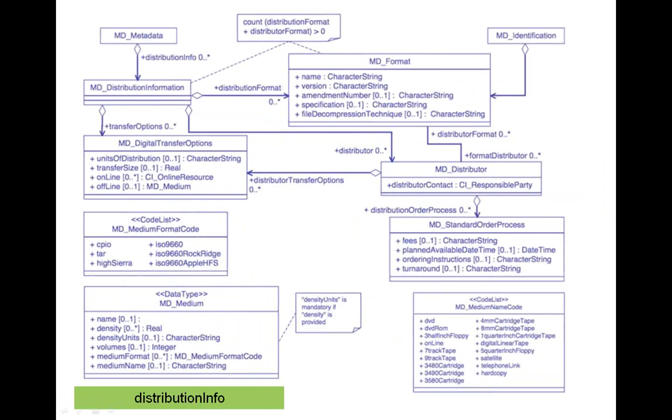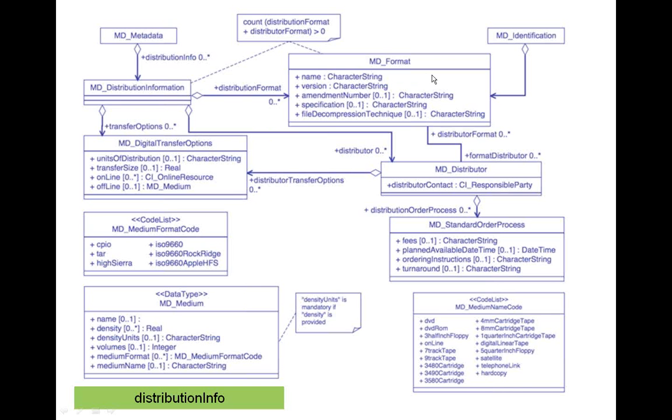All right, next we have the distribution information. This is the UML for the distribution information. This defines the metadata required for being able to access your resource. So MD metadata contains distribution information, which is MD distribution information, and we have a distribution format, a distributor, and a transfer options.